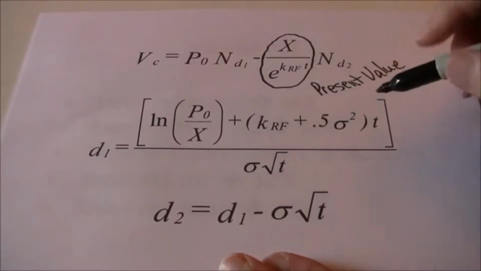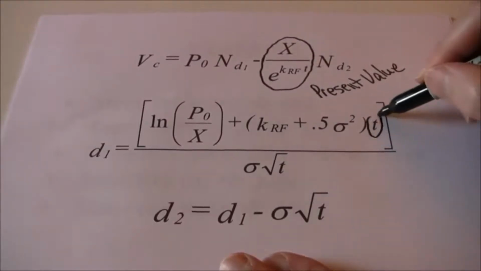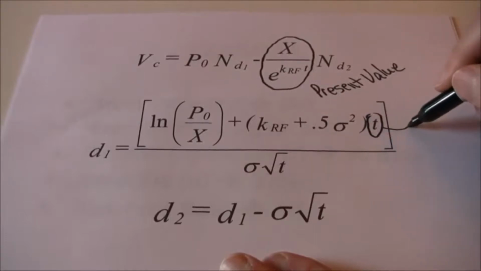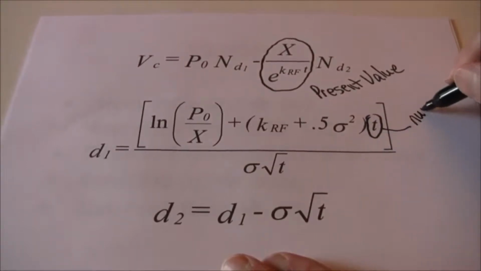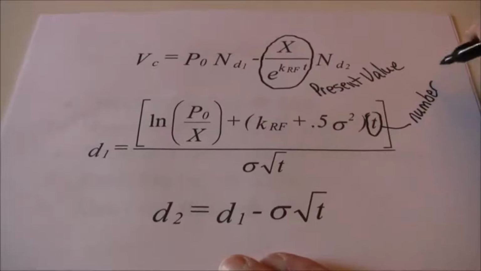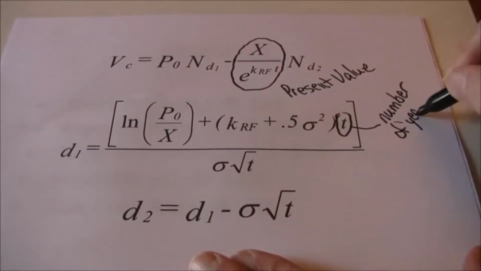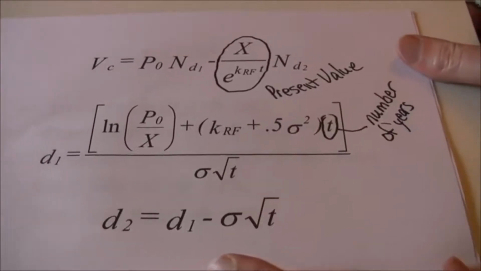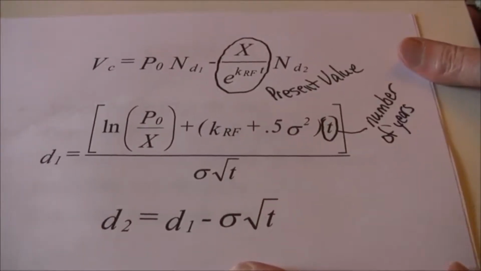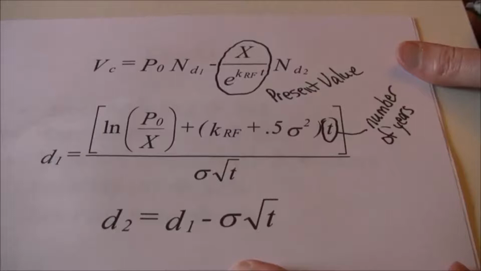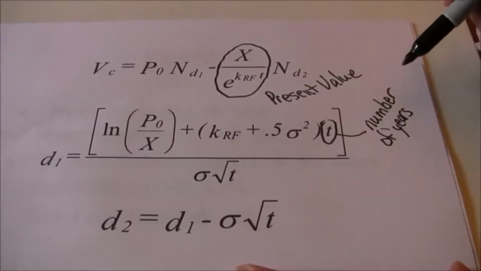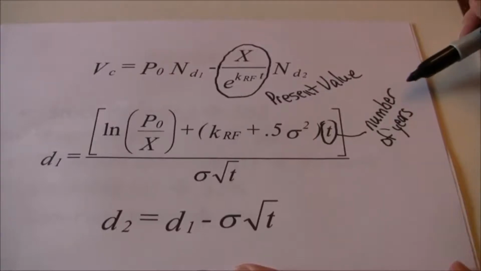Now a couple things I want to mention here. First, whenever you see this T for time in the Black-Scholes option pricing model, it's going to be the number of years. So if we have an option with 1 month to expiration, that's 1/12 of 1 year. So we always have to plug that in as the number of years. Typically it will be less than 1, some fraction or a decimal.